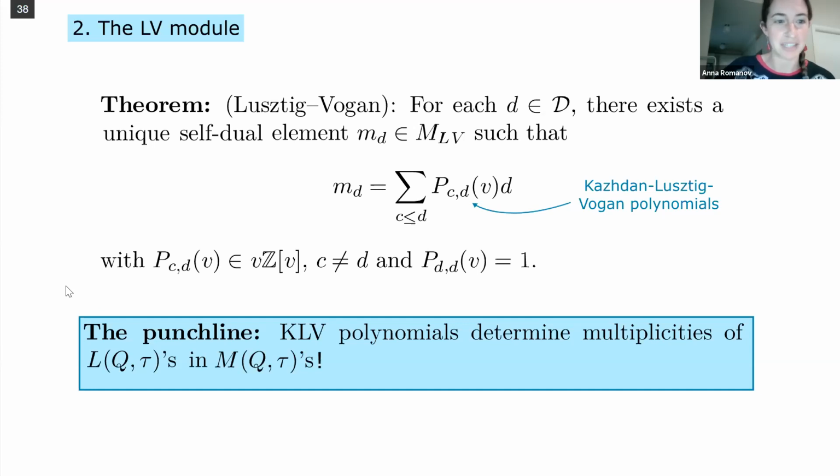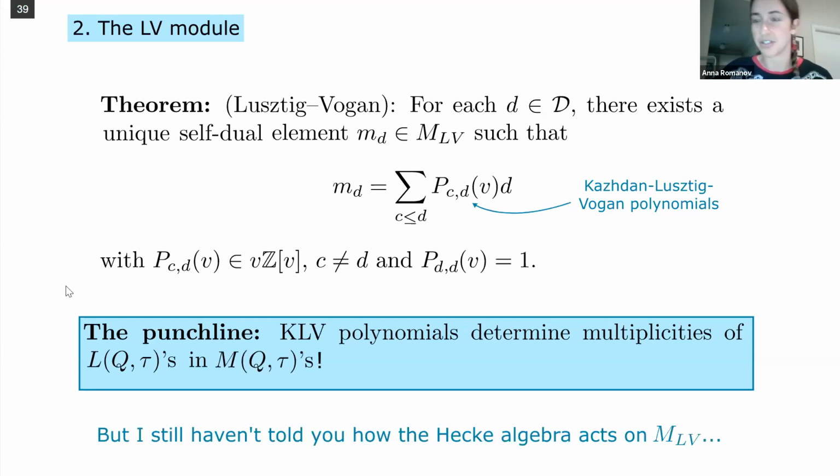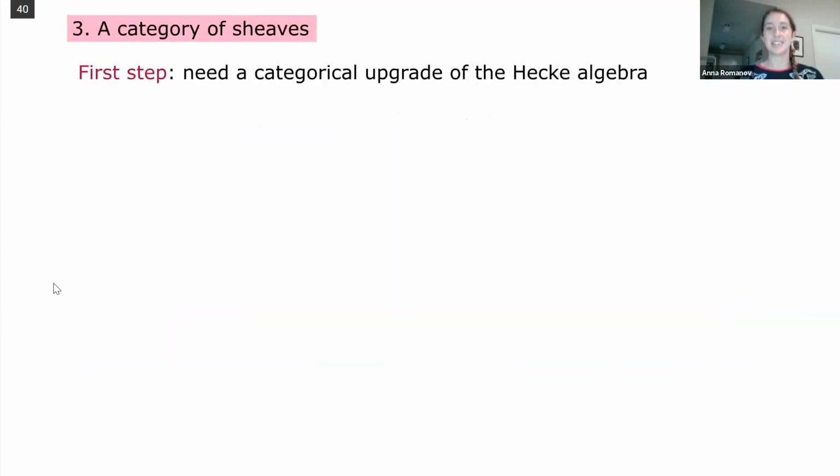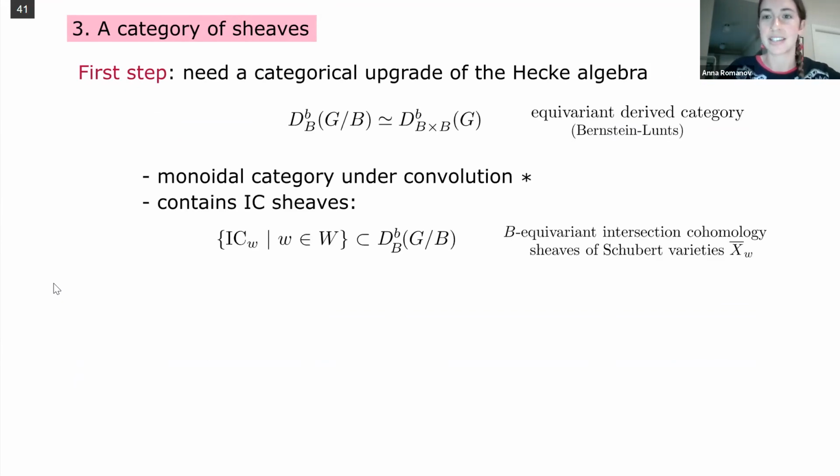But this is probably not so satisfying because I still haven't told you exactly how this module is defined. So this is our next section. To do this, we need to work with a little more geometry. The first step is that we need a geometric upgrade of the Hecke algebra, and this can be found within the equivariant derived category of B-equivariant sheaves on G mod B, or, because later we're going to be thinking about Soergel bimodules, sometimes it's nice to think about this as the B cross B equivariant sheaves on G instead.